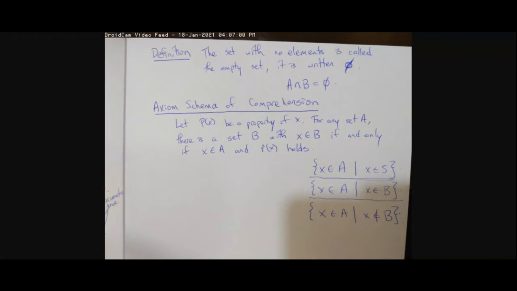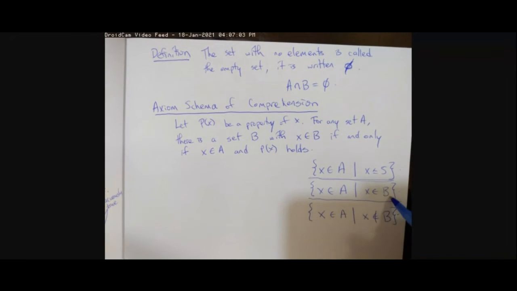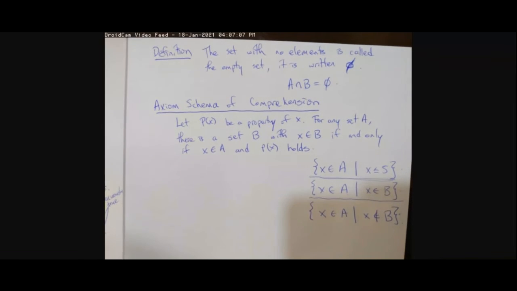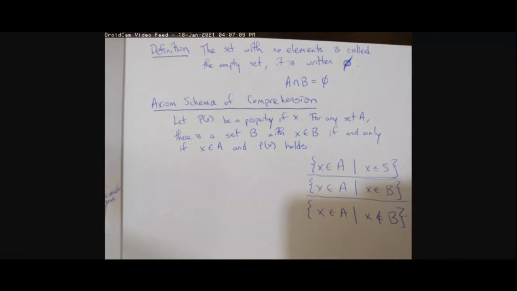Okay. Here's an example. We apply the axiom to the intersection of A and B, all the elements of A that are also in B.